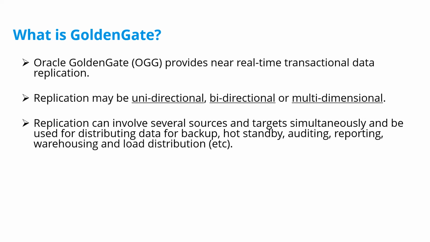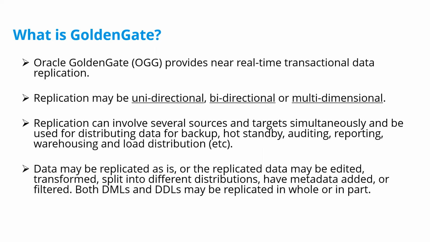Now with GoldenGate, data can be replicated as is, or replicated data may be edited, transformed, split into different distributions, have metadata added or filtered. So one of the major advantages with GoldenGate is it supports data filtration as well as data transformation. That means if you want to filter out any transaction, you can do that with Oracle GoldenGate. Or if you want to do data transformation, Oracle GoldenGate supports that.